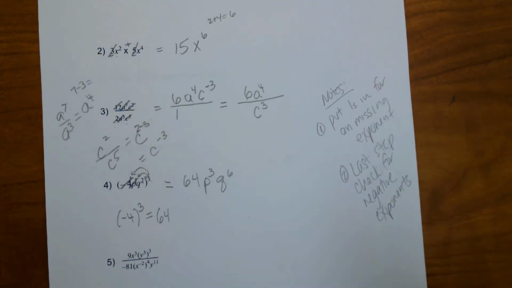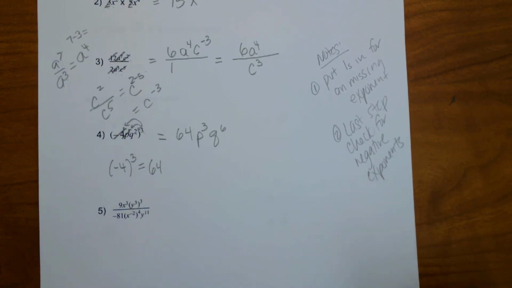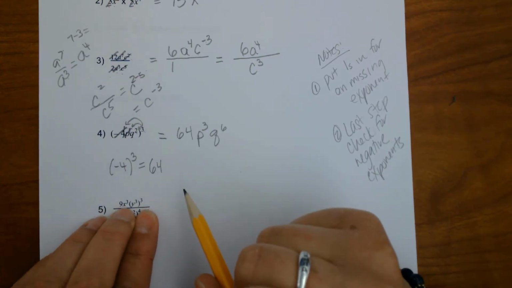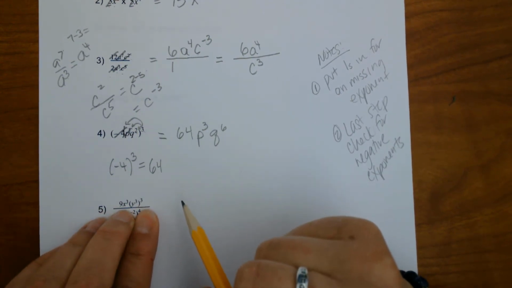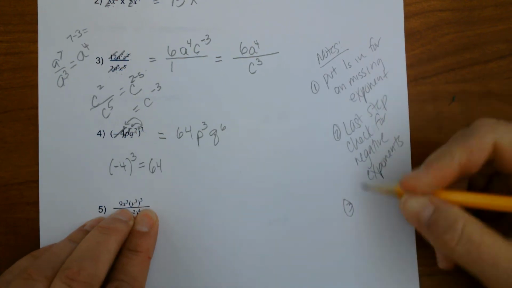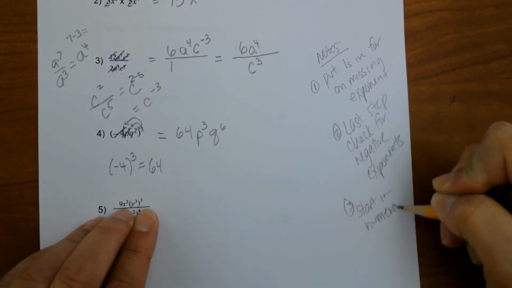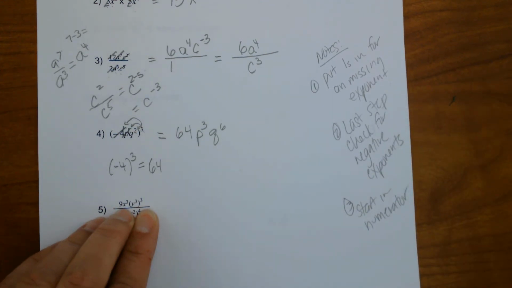Okay, little side notes. And for number 5, yes, it might look a little complicated, but stick with me. Let's first just, again, take it step by step. So if you have a complicated one, note number 3, start in the numerator to see if we can simplify anything.